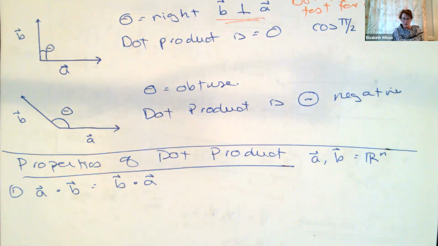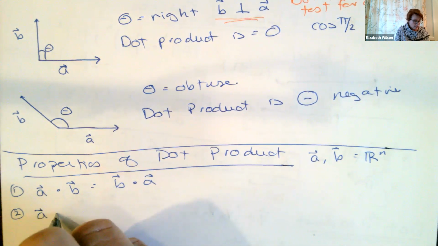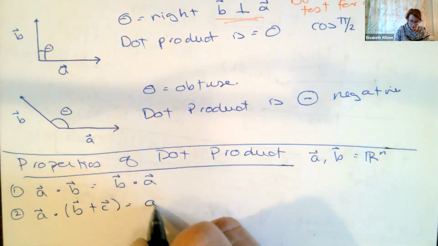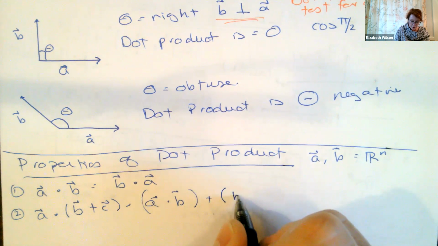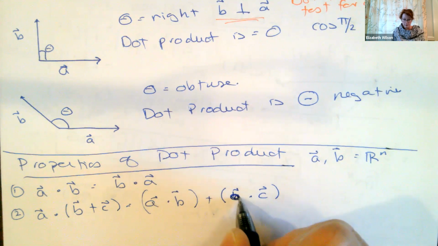We're typically in this class going to be working with 2 and 3 dimensions. We can ask you to take the dot product of a 4th, 5th, or 11th dimension vector, but it's going to be hard to graph those. We don't need to worry about graphing the higher order ones. Next, A dot (B plus C) equals A dot B plus, oops, sorry, A dot C.